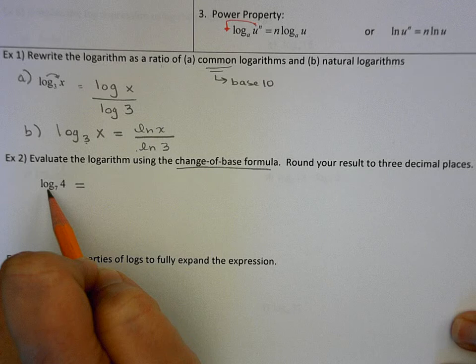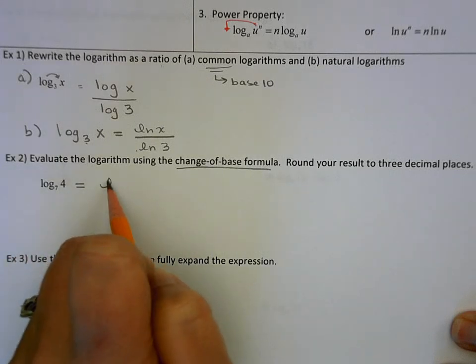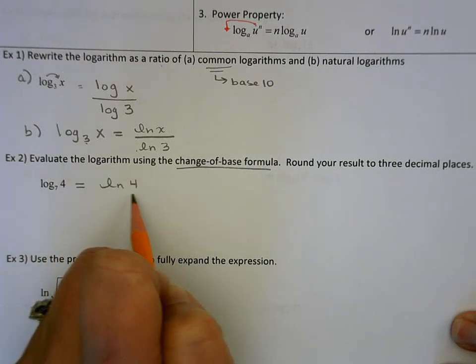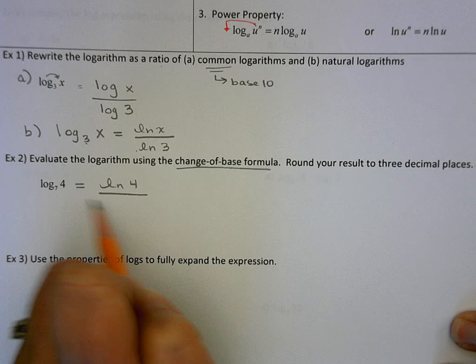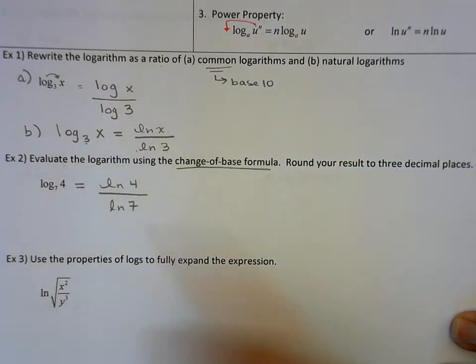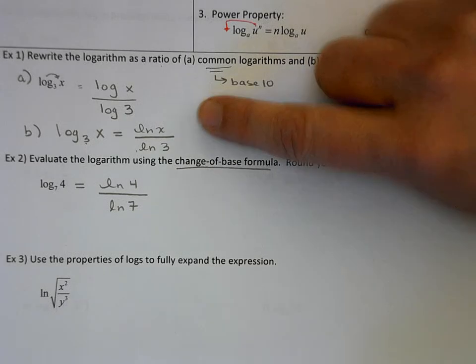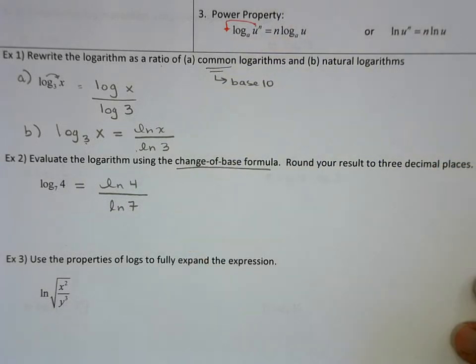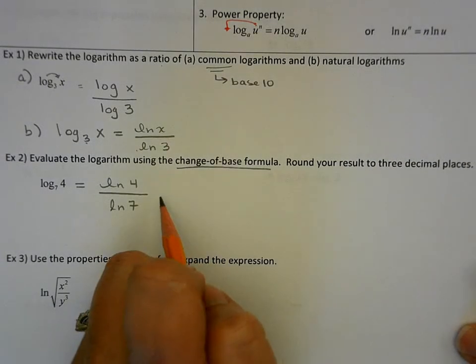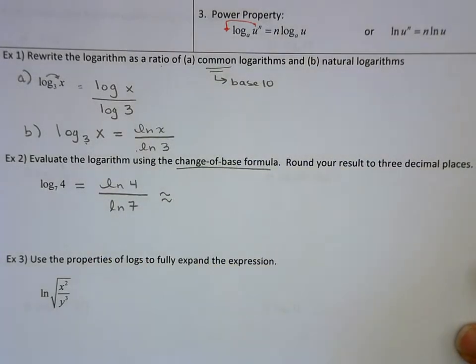So instead of log 4, I'm just going to do the natural log of 4, and as a ratio, the natural log of 7. So there's my change of base formula. Basically I just did example 1 again. I used my change of base formula, and now I'm going to work that out in my calculator. I'm going to figure that out to 3 decimals.